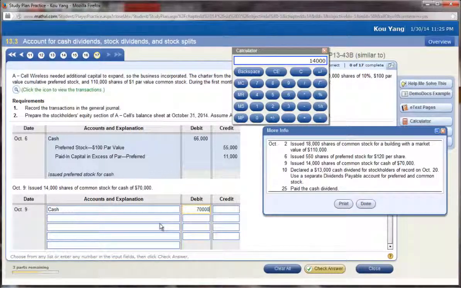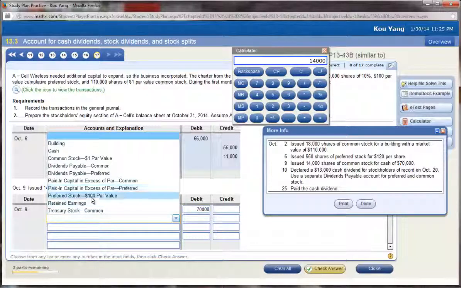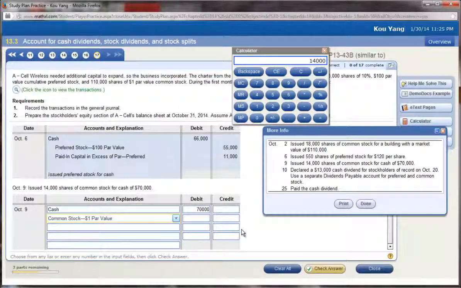And we issued common stock. So because common stock is $1 par, we're going to go in here and, there we go. And because it's $1 par and we issue 14,000 shares, we know that this is going to be $14,000. It's only $1. So $1 times 14,000 is 14,000.